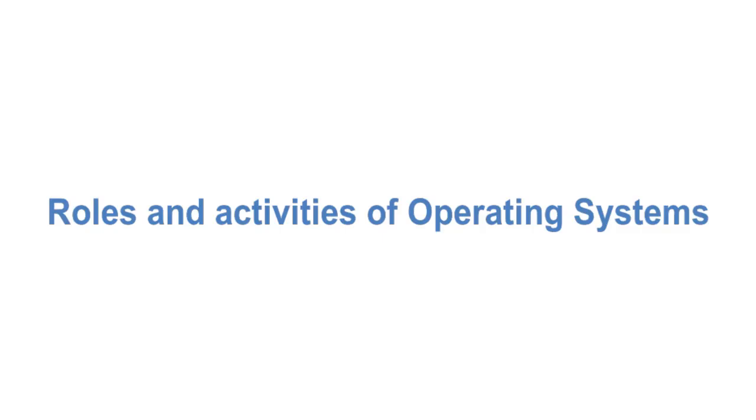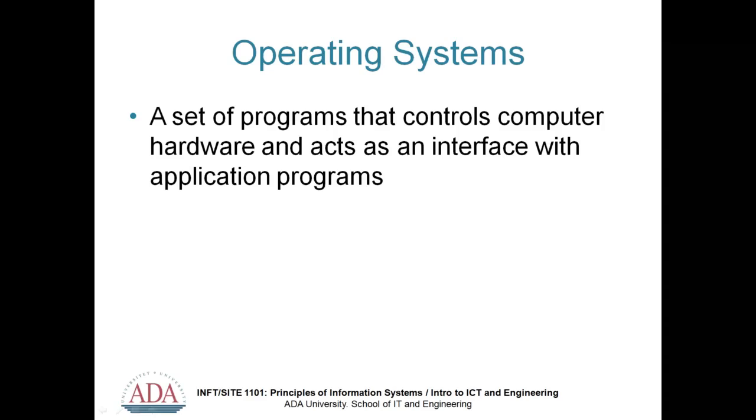An operating system is a set of programs that control computer hardware and act as an interface with application programs. Okay, so you all probably know what operating system your computer runs right now. Can you type in the chat box the operating system you are using right now?